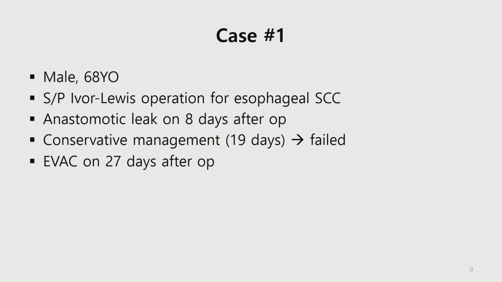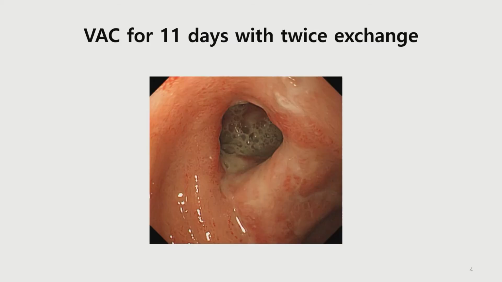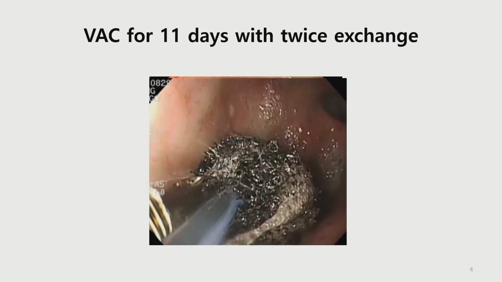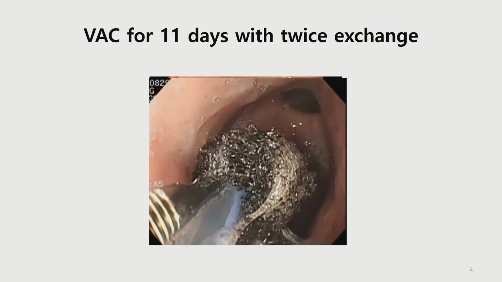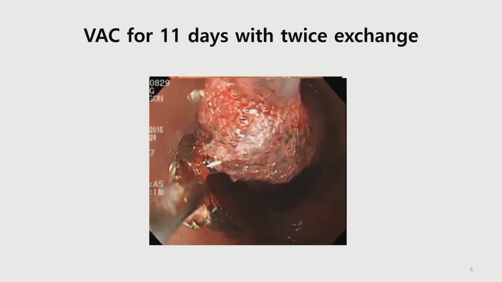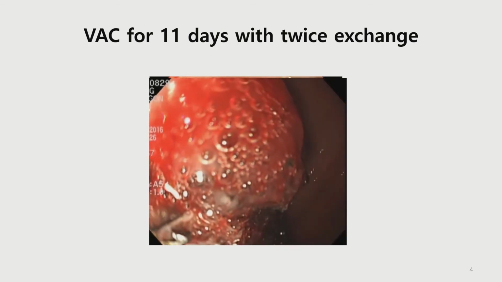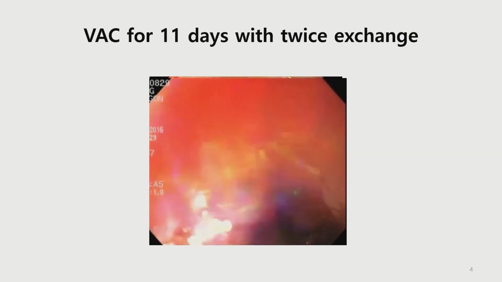After Ivor Lewis operation for esophageal cancer, anastomotic leakage developed. Eight days after the operation, fever developed and anastomotic leak was confirmed endoscopically. The leak persisted after 19 days of conservative management, and endoscopic vacuum treatment was applied. Through the esophageal defect, a 3 cm sized wound cavity was noticed. After introducing the sponge into the stomach, it can be inserted into the wound cavity using grasping forceps.